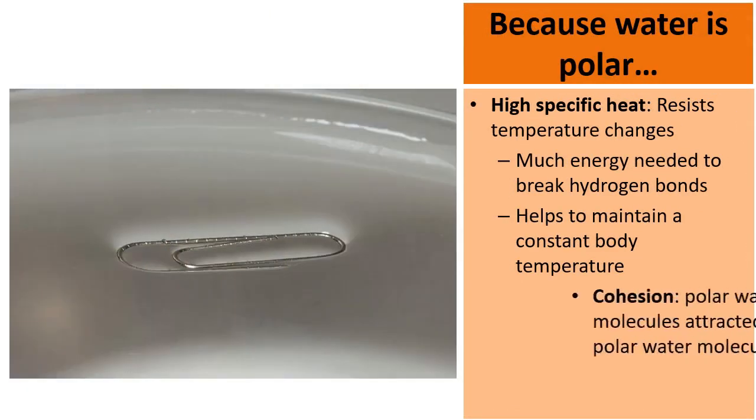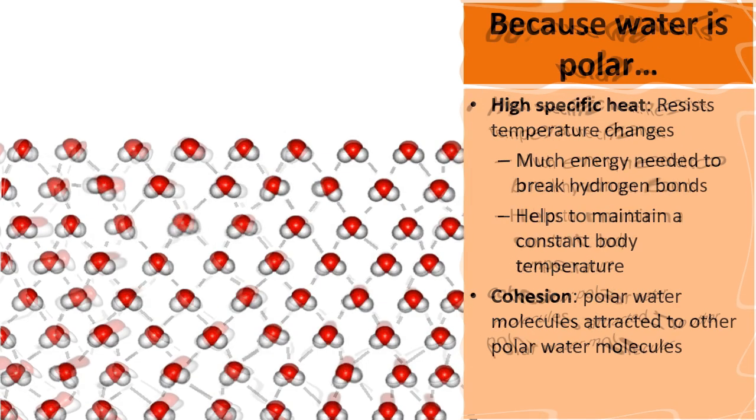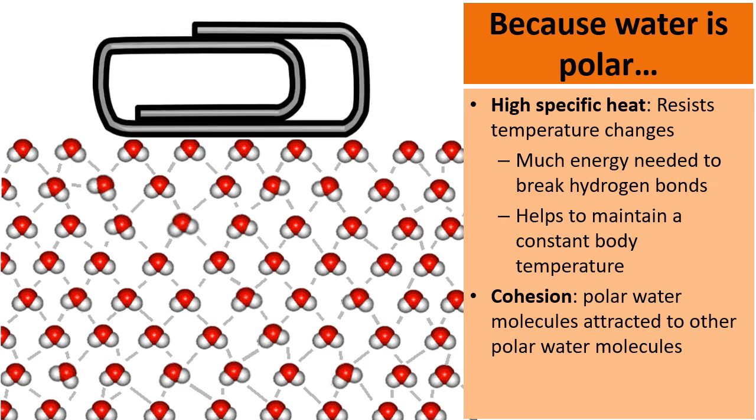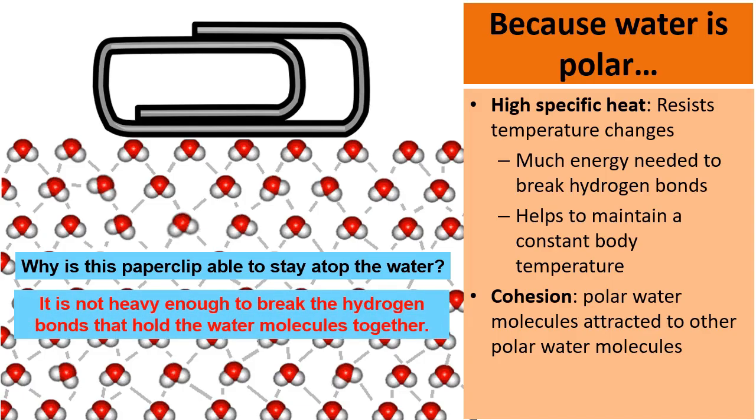So another characteristic of water is that it has cohesion. And because water is polar, it will be attracted to other water molecules that are also polar. You know, the paperclip that you see in this picture, it's not actually floating. Let's explore this. So here's water, and let me add a paperclip. And if I were to ask, why is this paperclip able to stay atop the water? It's not really that it's floating. It's just that the paperclip isn't heavy enough to break those hydrogen bonds that we talked about earlier that are connecting one water molecule with another water molecule.